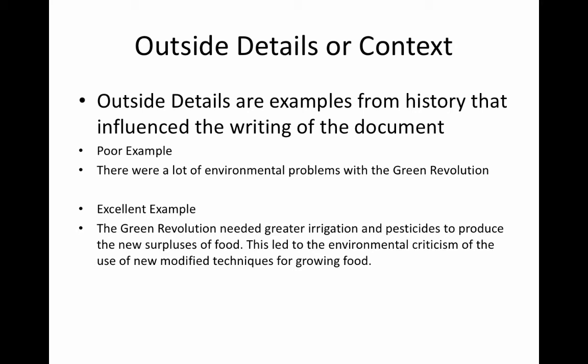Here's a poor example. There were a lot of environmental problems with the Green Revolution. Okay, this is really vague, very underdeveloped. I'm not being told much. It doesn't really look like you know much about the context. Here's an excellent example. The Green Revolution needed greater irrigation and pesticides to produce new surpluses of food. This led to the environmental criticism of the use of new modified techniques for growing food. Notice the very specific examples here: irrigation and pesticides, from the 1940s to the 1990s, new surpluses of food leading to environmental criticism of the modified techniques for growing food. So this is very specific. It gives me specific reasons why these documents were written.